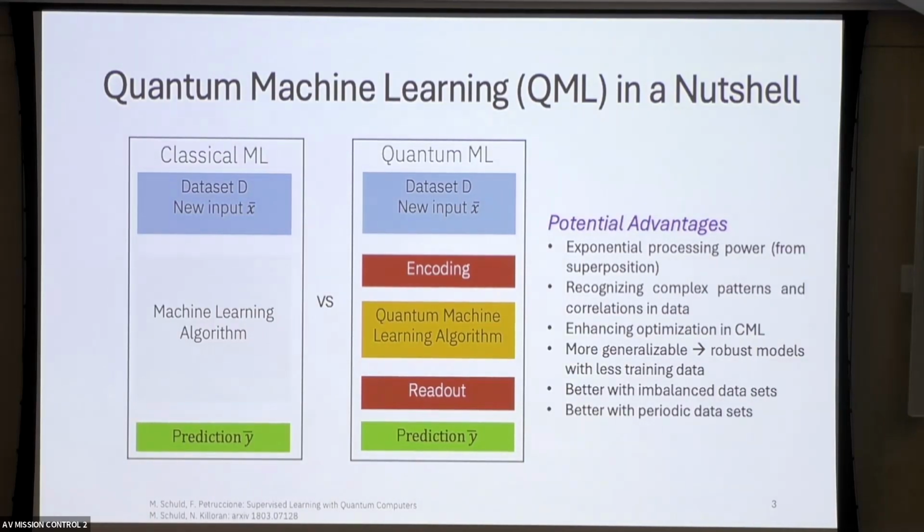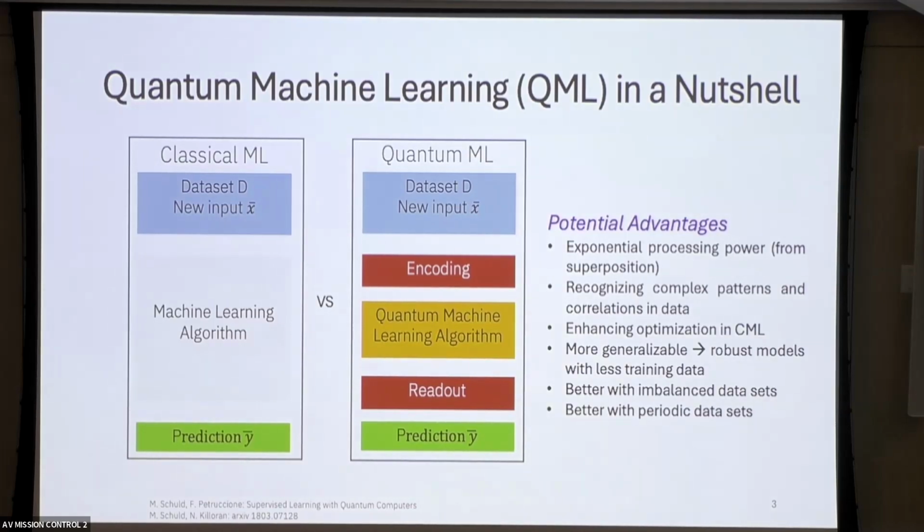Some of them include an exponential increase in processing power, again, by way of superposition and entanglement. There's also the possibility that you can recognize more complex patterns in your data, just because once you transform them into quantum states in the Hilbert space, there are things you can pick up on that you can't really see in the context of classical information. Kind of like a Fourier transform, right? When you transform things into the frequency domain, there are things you can pick up that you can't in the traditional time domain.